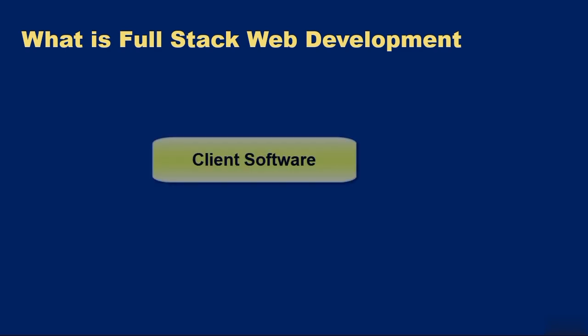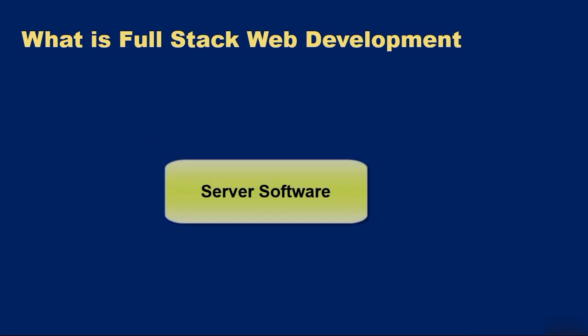What is full stack web development? Full stack web development is the ability to develop web-based applications using both the front end skills and back end skills. The front end skills refers to the client software for the application, while the backend skills refers to the server software for the application.